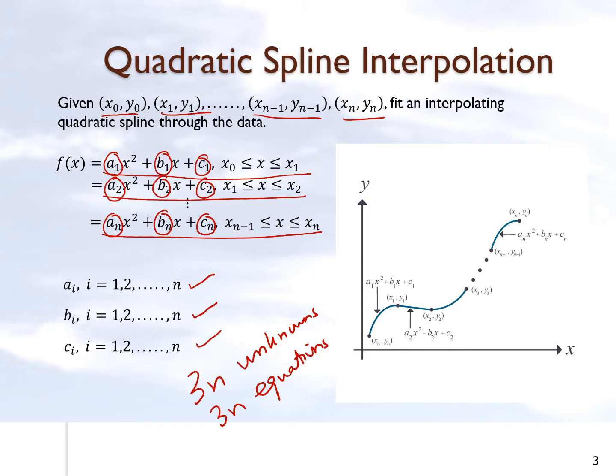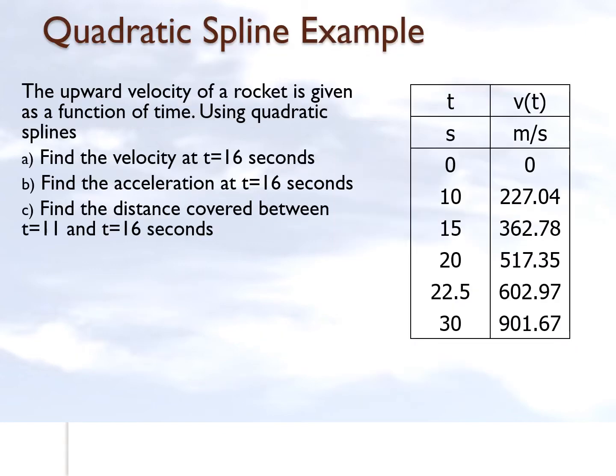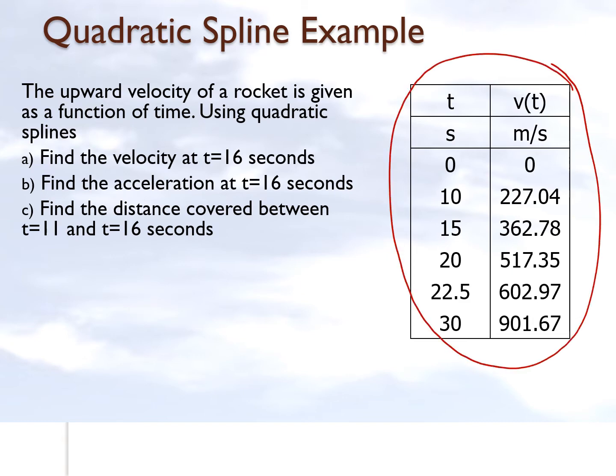So let's go and look at it through an example. So here we are given velocity as a function of time for 6 data points, and we are asked to find what the value of the velocity will be at 16 seconds, but we're also asked to find the acceleration at 16 seconds, and the distance covered from 11 to 16 seconds. So it is an application which goes beyond interpolation itself. But let's concentrate first on trying to find the quadratic splines themselves.